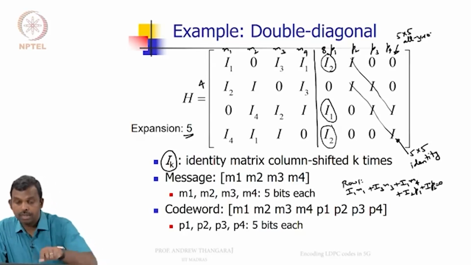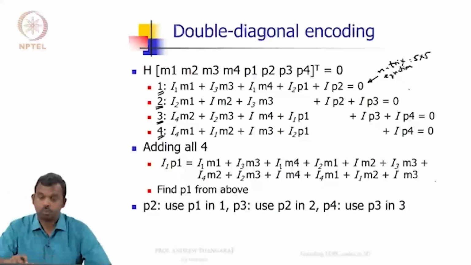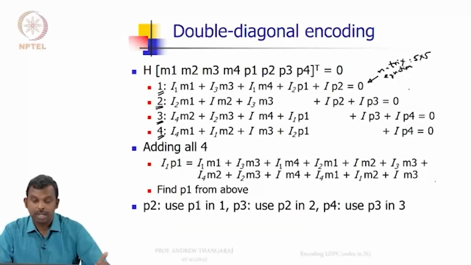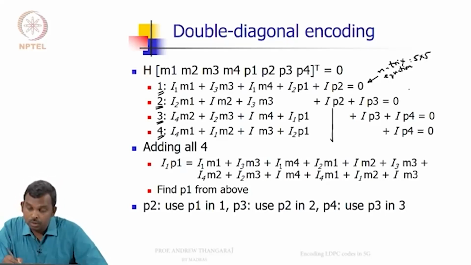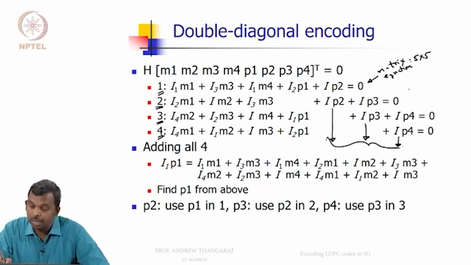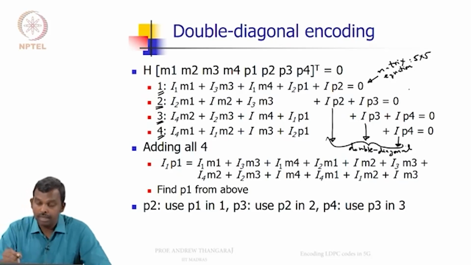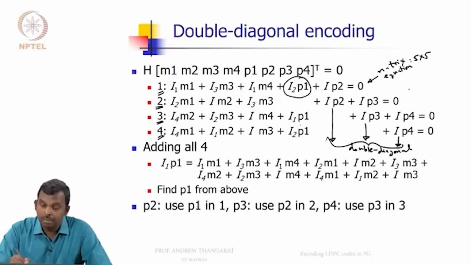Okay, so you can see that's what the first row corresponds to, and that's what I've written here. Each is a matrix equation. Now if you notice, these two are the same, these two are the same, these two are the same. This comes from the double diagonal structure. So the double diagonal structure gives you the same things here, and then here these two are the same, and then you just have this I1 P1 left.